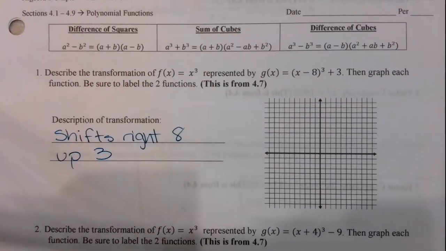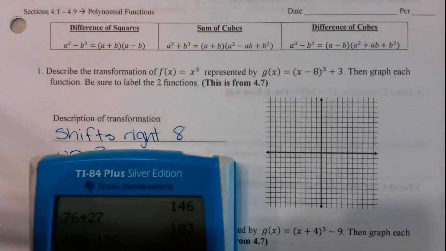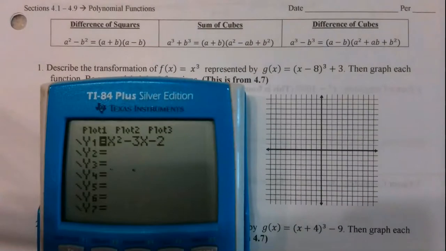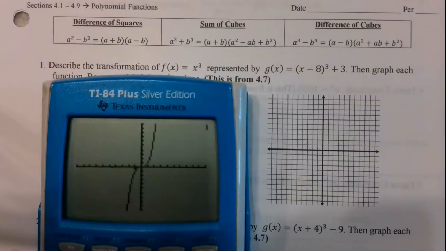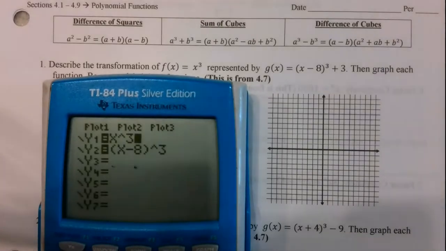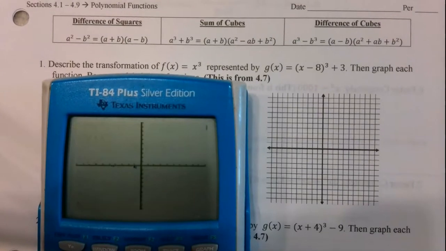If I didn't know this, I could graph it on my calculator. I go to y equals. So I type in x cubed. And then for my second one, I do x minus 8 cubed, and I go graph the 2. If you're using the school computers, the first one would have been blue. The second one would have, I didn't get that right, I forgot my plus 3. Anyways, on school calculators, that would have been blue, and this one would have been red.